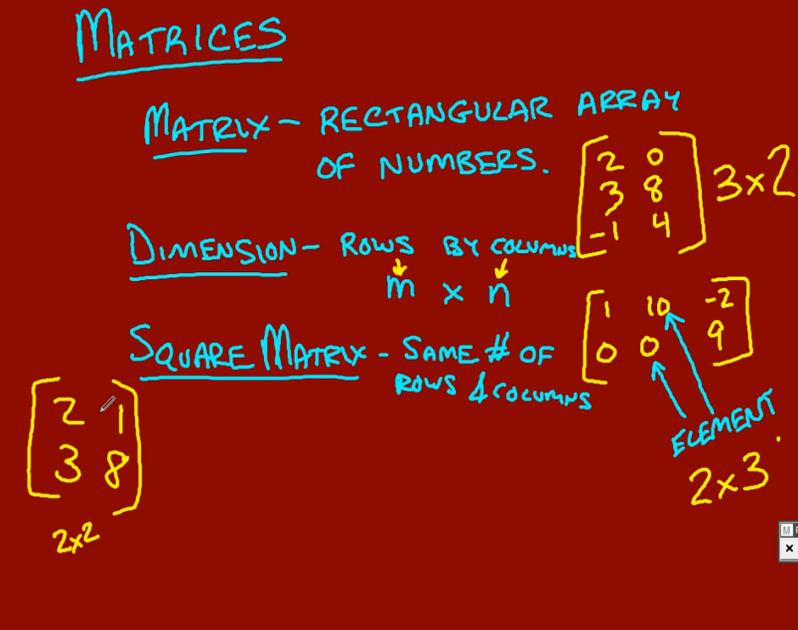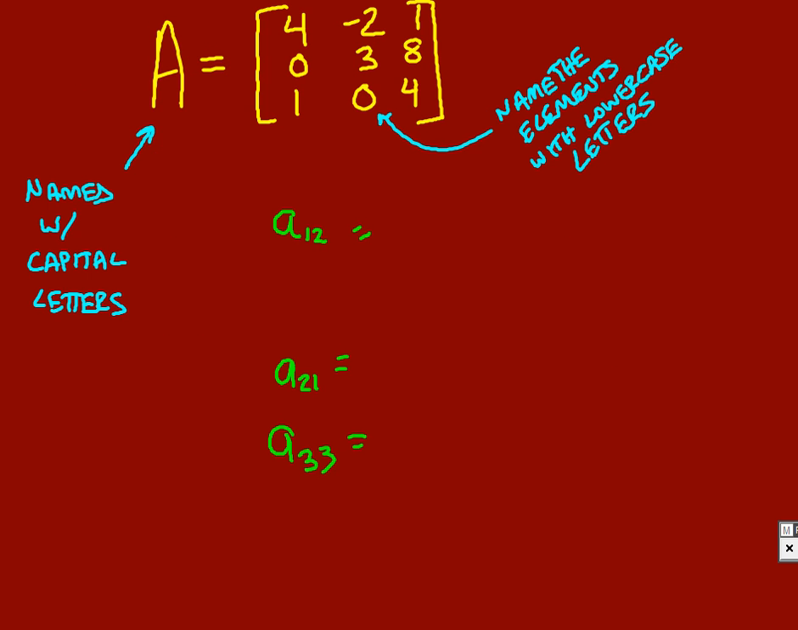And square matrices down the road will be very important for us in terms of finding various things called determinants, or row reduction, solving like that. We'll be talking a lot about that. So a couple things we can do with matrices. Matrices are denoted with capital letters. So a capital letter A, for example, denotes a matrix. And we name the elements within the matrix with lowercase letters.